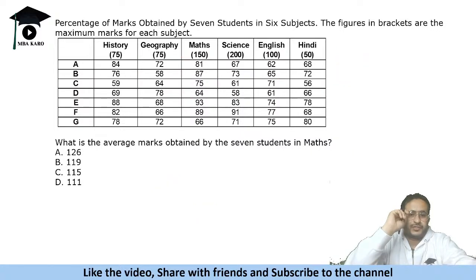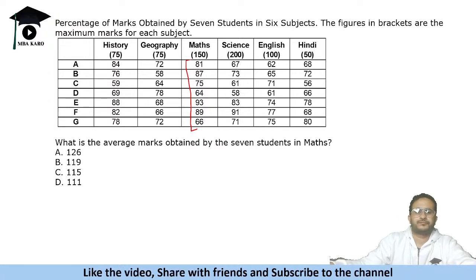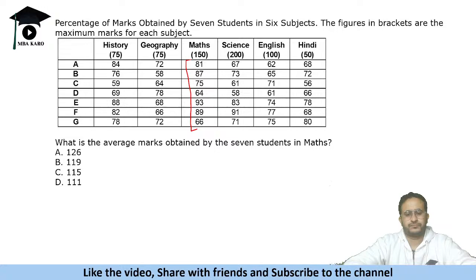It says, what is the average marks obtained by the 7 students in maths? So you need to find the average of these marks in maths. Calculate, what is the average of this?